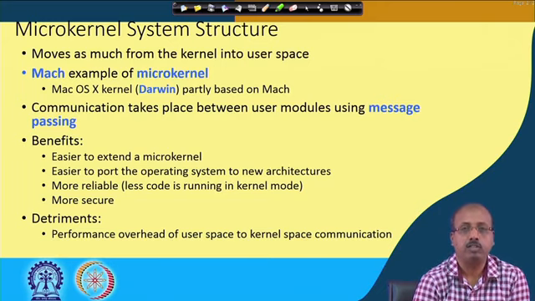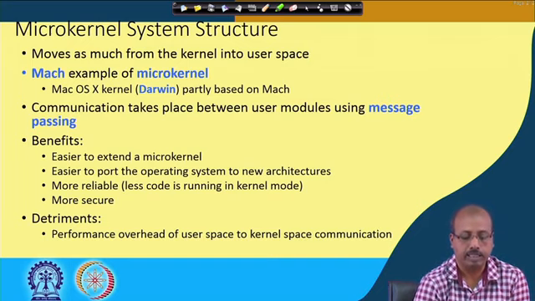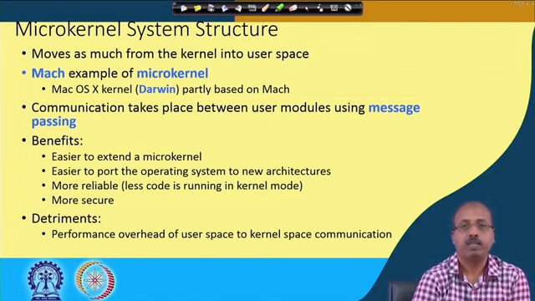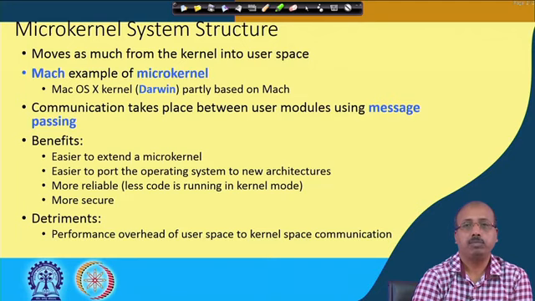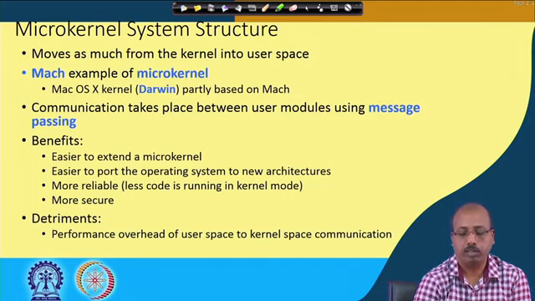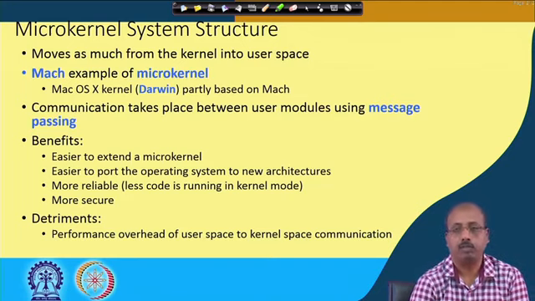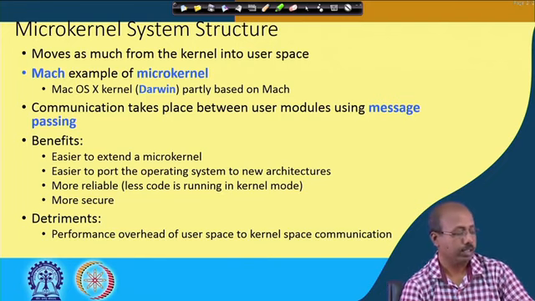So, we need not be bothered about concurrency, synchronization and all. And security is also ensured, because if we allow only one process inside the kernel mode, then naturally the problem of inconsistency will be less. So, the security is taken care of. Detriments: the performance overhead of user space to kernel space communication. Naturally, if we want to switch from user space to kernel space, then a lot of information has to be sent.